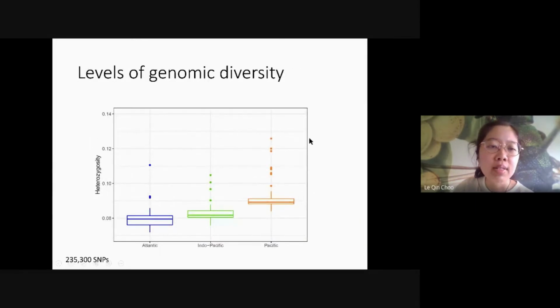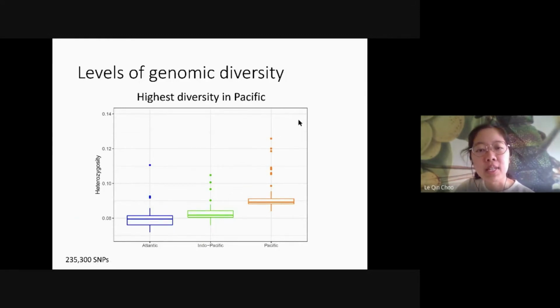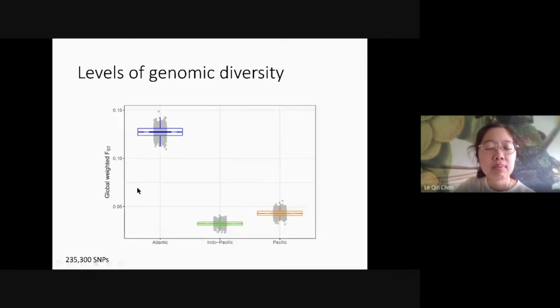We looked at heterozygosity as a measure of genetic diversity and found that the Pacific lineage had the most diversity, while Atlantic had the least. We also looked at global weighted FST, which is a measure of subdivision within a population, and found that the Atlantic had the highest amount of substructure despite its lowest diversity.